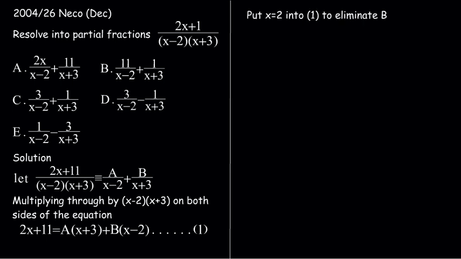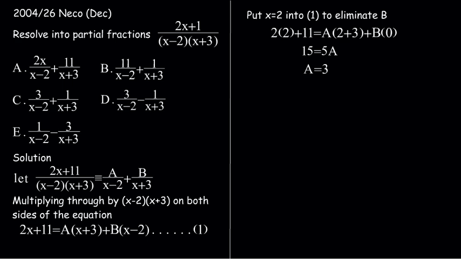Now put s equals 2 into equation 1 to eliminate b. Doing so, it becomes 2 in bracket 2 plus 11 is equal to a in bracket 2 plus 3 plus b in bracket 0, because 2 minus 2 is 0. Then we'll be left with 15 is equal to 5a. Dividing both sides by 5, we get the value of a, and a is equal to 3.